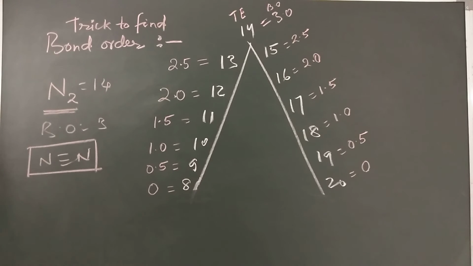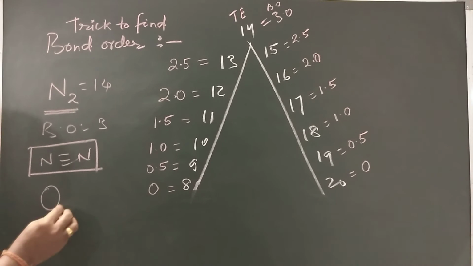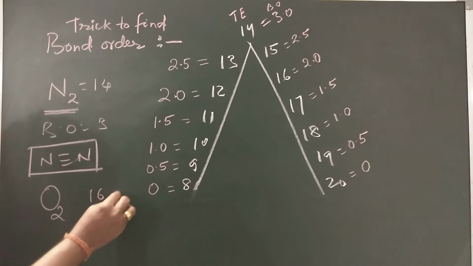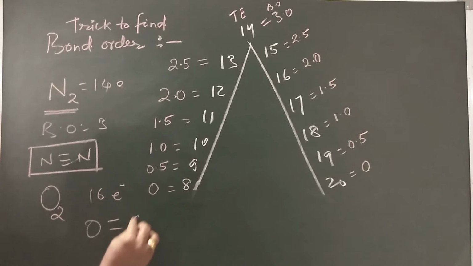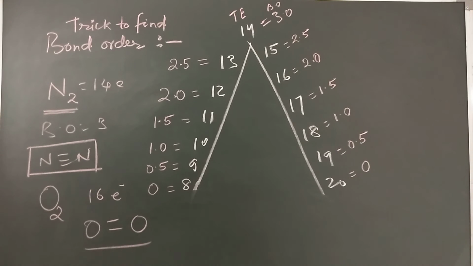Suppose if you want to see for oxygen, O2 has 16 electrons. So in 16 we are seeing from the table that it is 2. So in O2 a double bond is there. So for the O2 molecule, the dioxygen molecule, the bond order is 2.